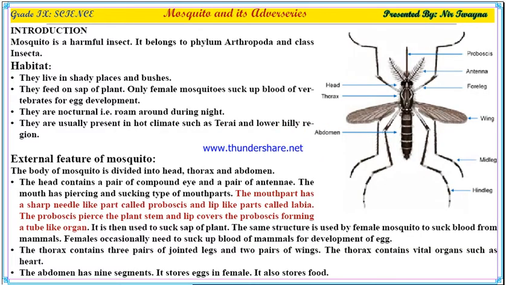My dear students of grade 9, this is your science class, and in your science class, we have been discussing classification of plants and animals. And starting from today, we will be discussing mosquito and its adversaries. Means the life cycle of mosquito, diseases caused by mosquito, and how can we prevent the diseases caused by mosquitoes. We are going to discuss these things.